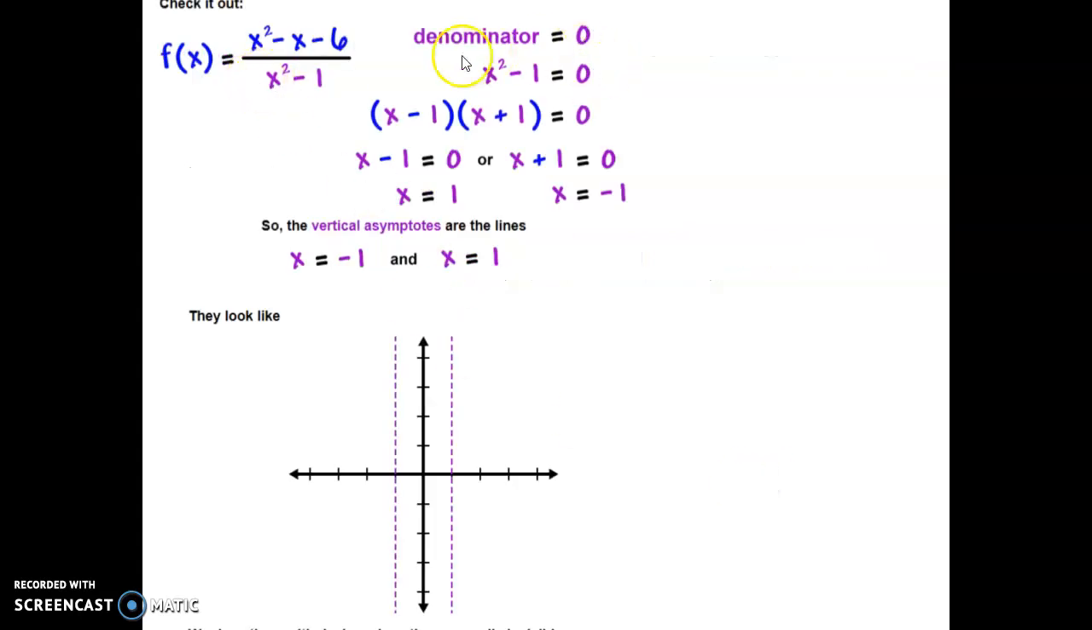So if you set the denominator equal to 0, that gives you x squared minus 1 equals 0, and then you will factor, and get two different vertical asymptotes at -1 and 1. If you draw it on your graph, it would look something like this. Two dashed lines, one through 1 and the other through -1. So it looks something like that.